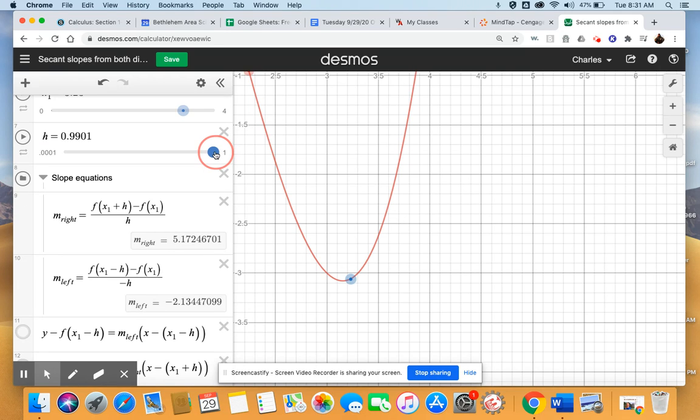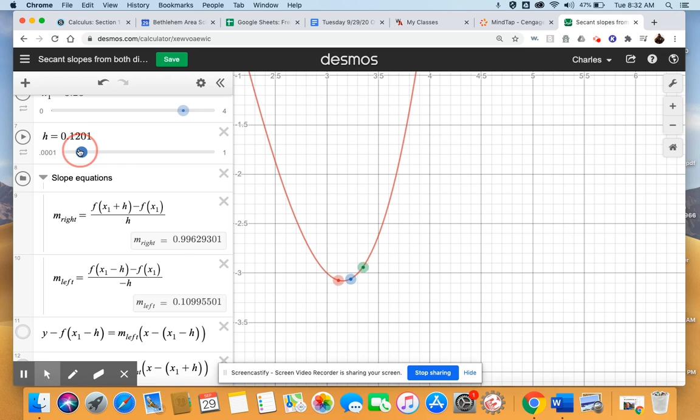I'm going to start moving that h value smaller, which means my 2 points are going to start getting closer and closer to the original point. Now I've cut it about in half. We see this one that was up above 5 is down to 2.49, and this one was at negative 2 something. Now it's only at negative 1. Keep going.